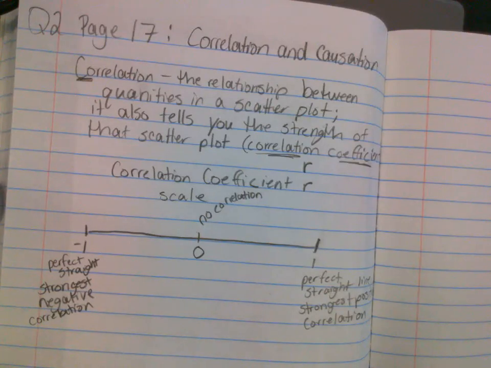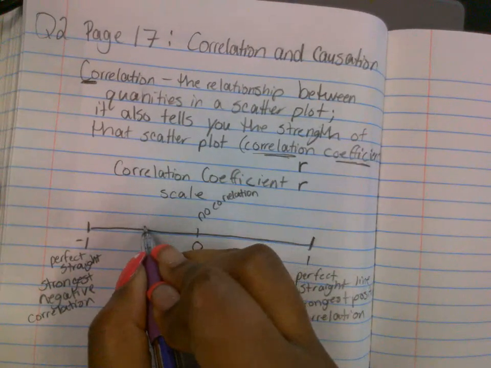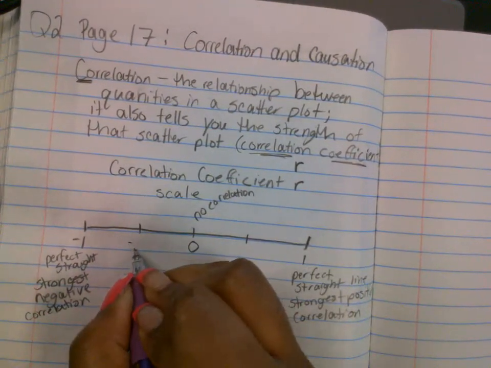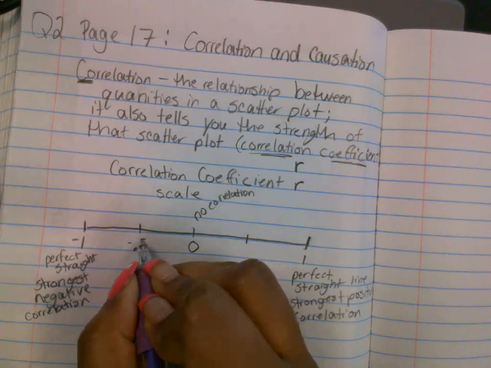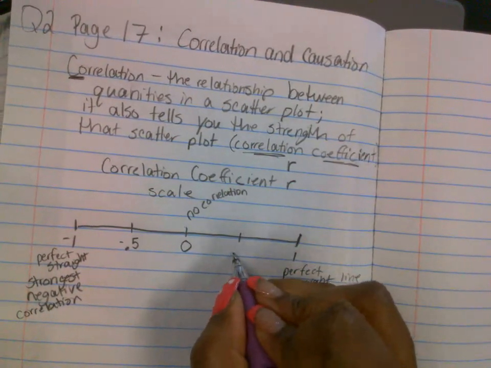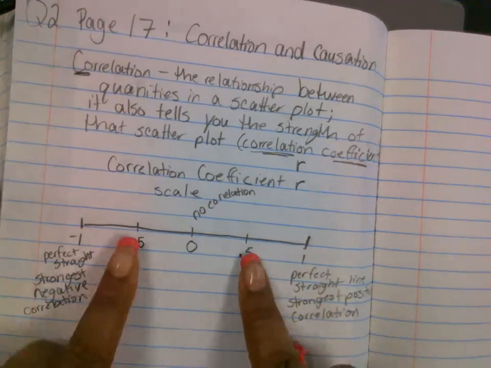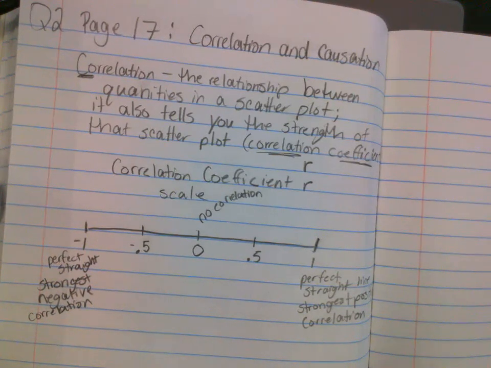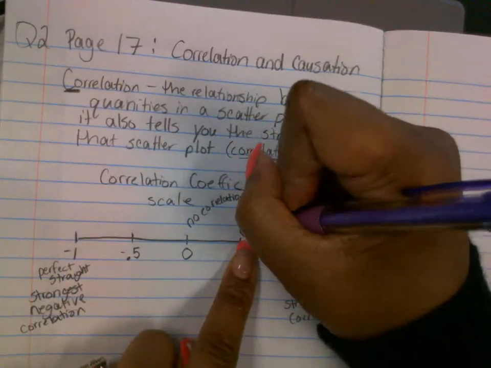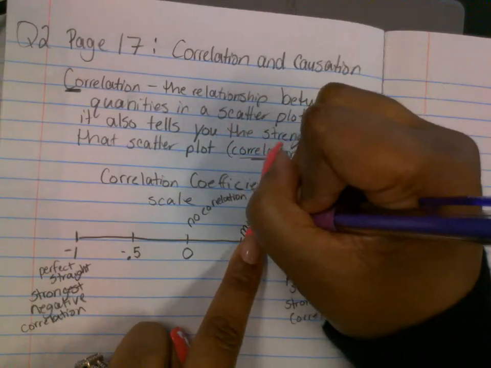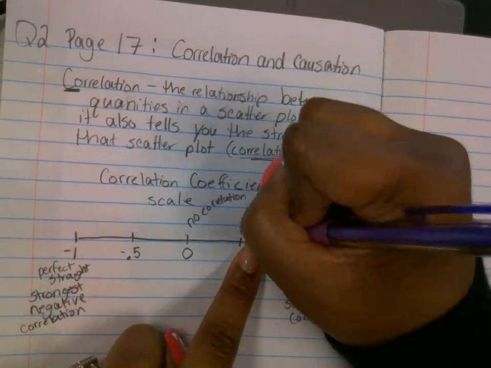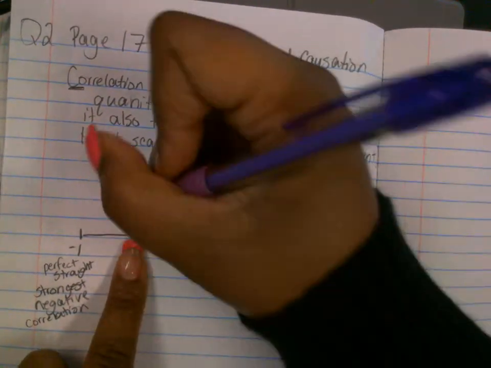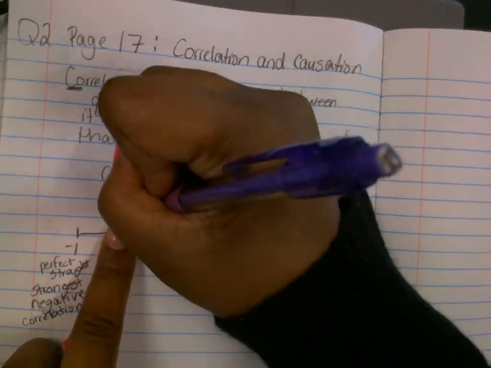In the middle of that, though, the middle is right here and right here. This would be a negative 0.5, and this would be 0.5. This is moderate. It's just moderate, right there in the middle. This is a moderate positive correlation. And this is a moderate negative correlation.